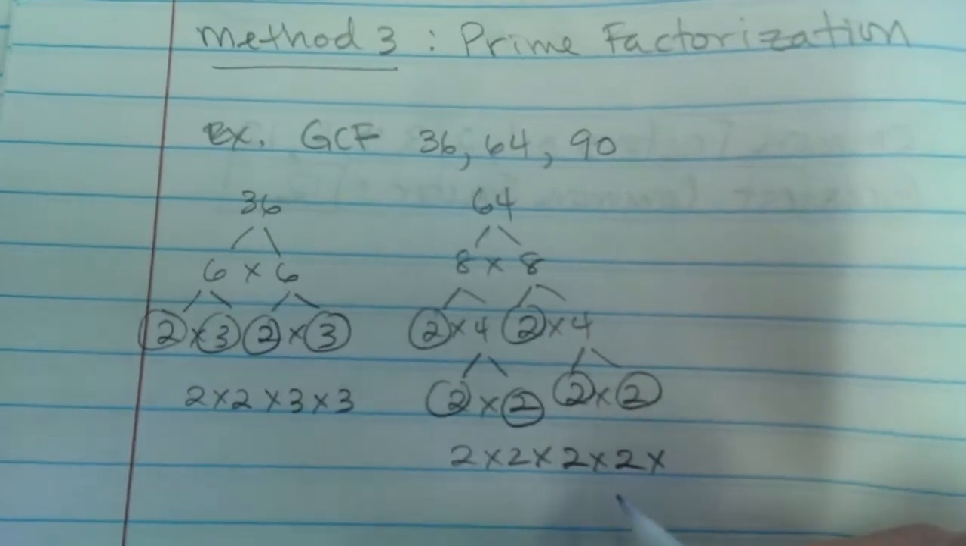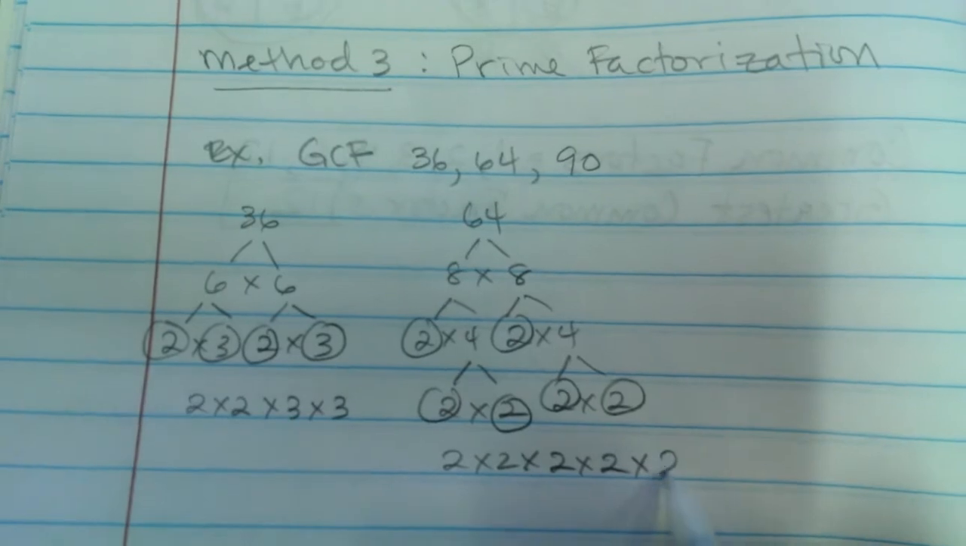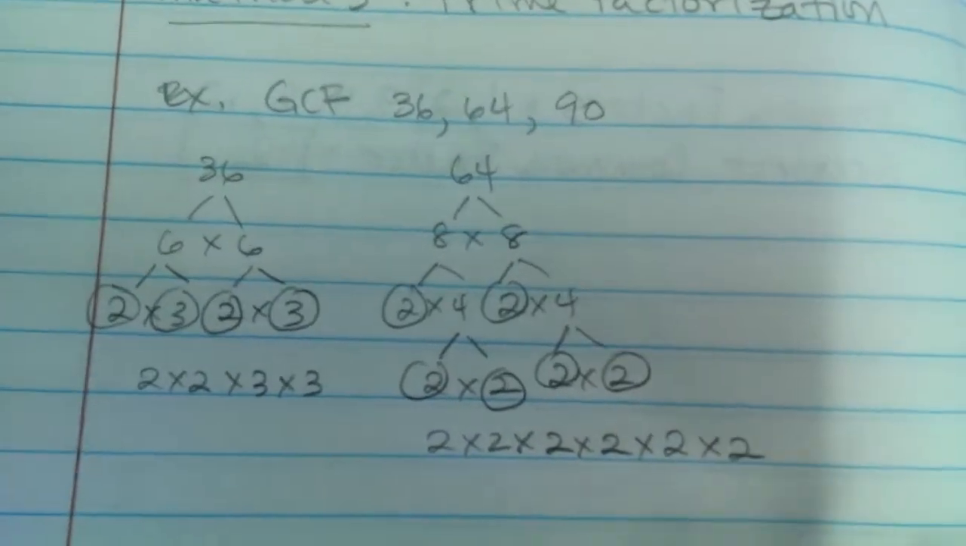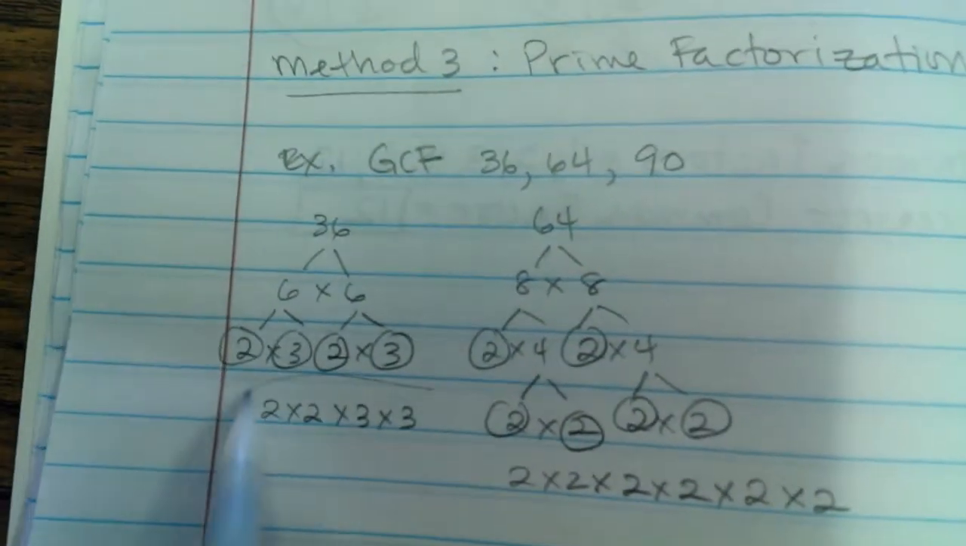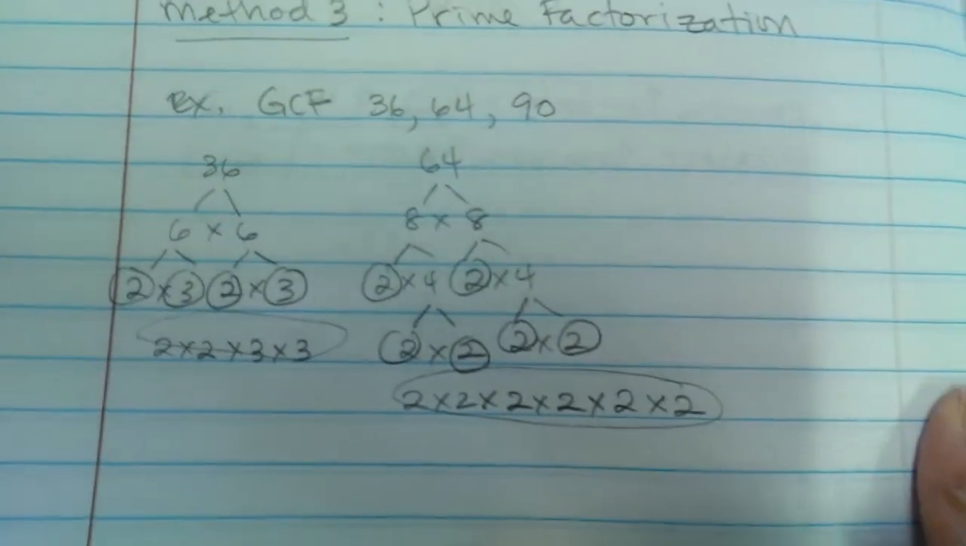And I know I can write 2 to the 6th power, but to find the greatest common factor, I'm going to leave it kind of long. So there's that one, and there's that one. Okay?